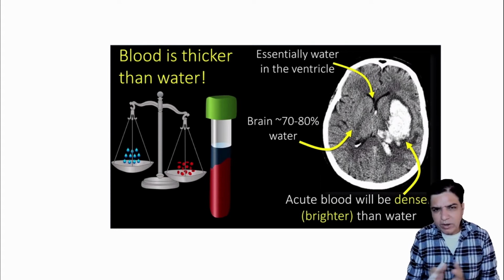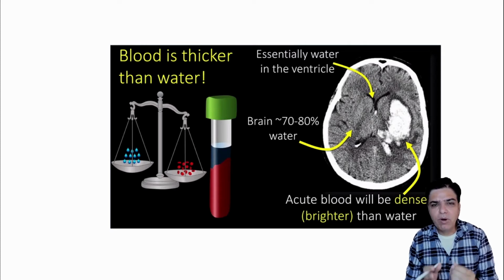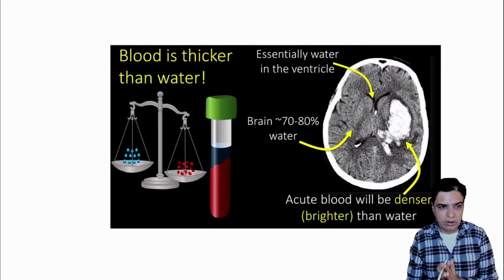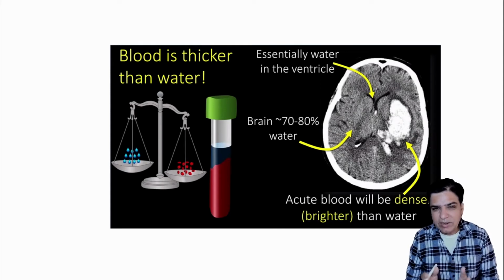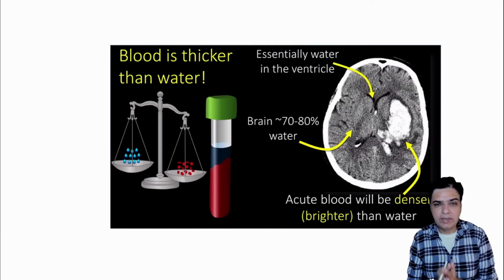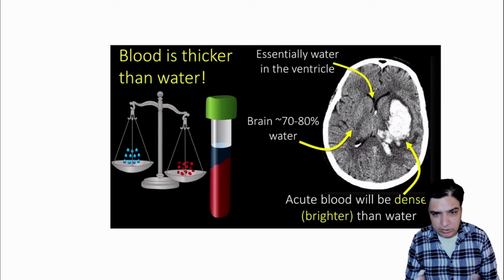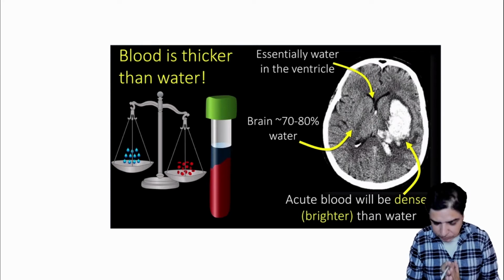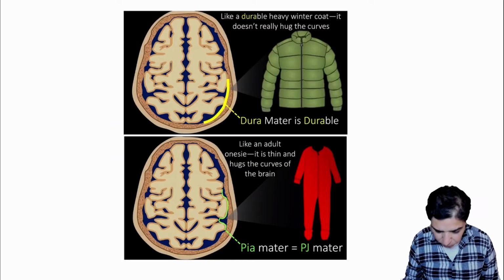Sometimes, if it is a little bit old, it might show up as some shade of gray. We call them isodense shadows, where sometimes it's very difficult to differentiate between blood and the surrounding brain tissue. But nevertheless, for clinical purposes, most of the acute conditions, if there is blood seeping into the brain, it would show up as white dense images. So remember, acute blood would always be brighter than water. So having said that, let's move on.